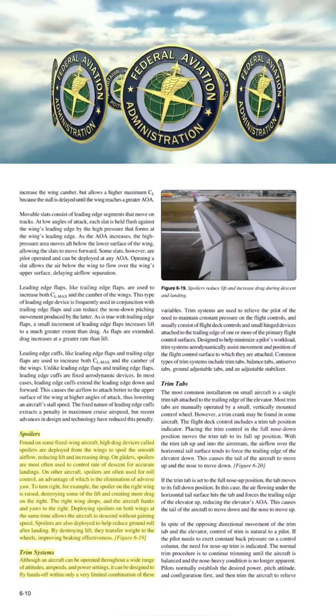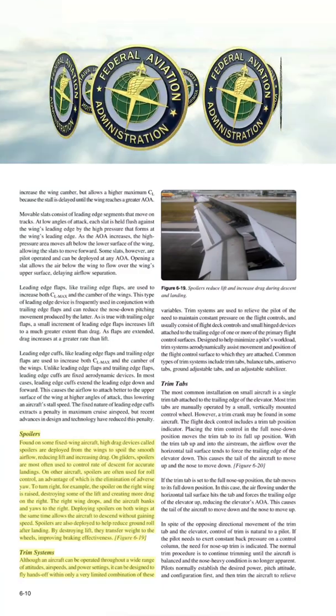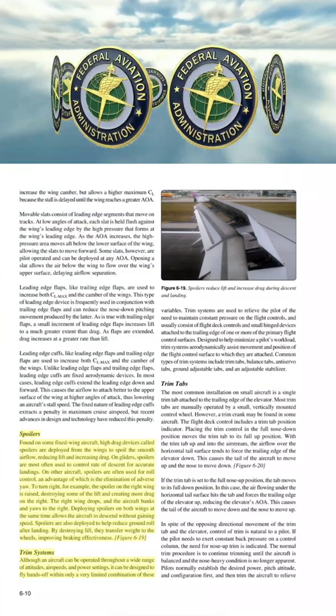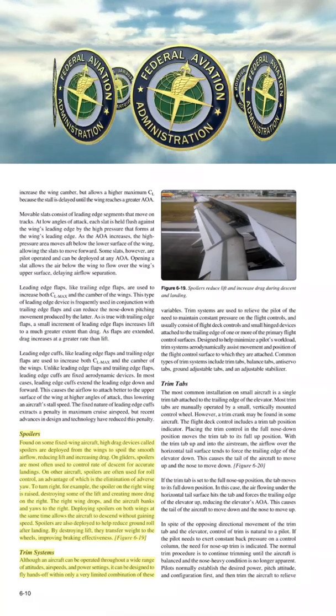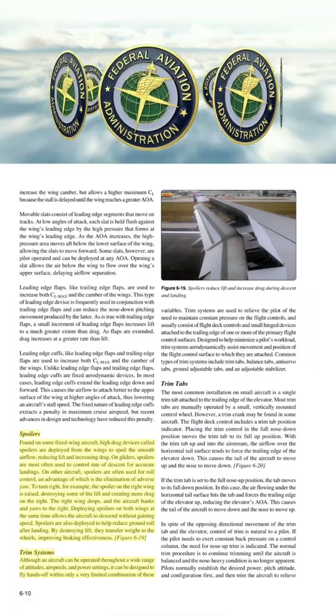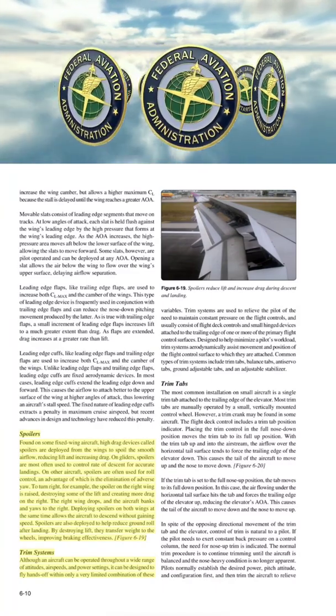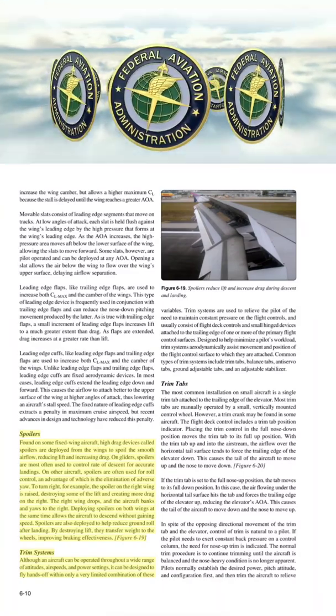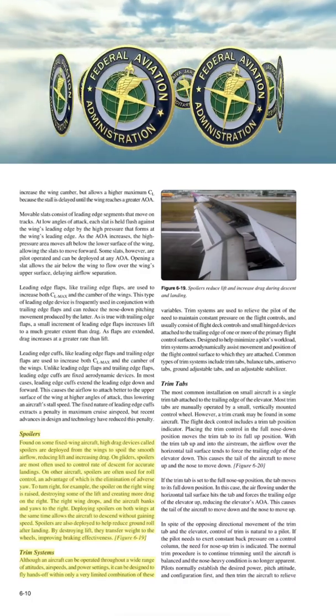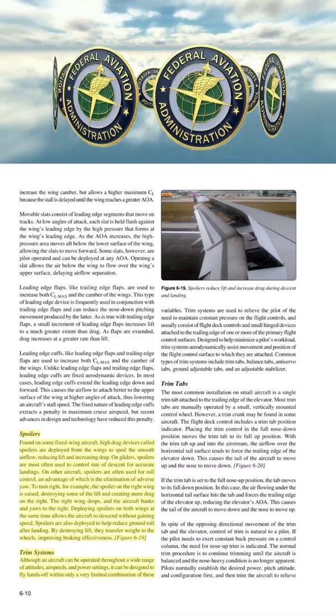To turn right, for example, the spoiler on the right wing is raised, destroying some of the lift and creating more drag on the right. The right wing drops, and the aircraft banks and yaws to the right. Deploying spoilers on both wings at the same time allows the aircraft to descend without gaining speed. Spoilers are also deployed to help reduce ground roll after landing. By destroying lift, they transfer weight to the wheels, improving braking effectiveness.